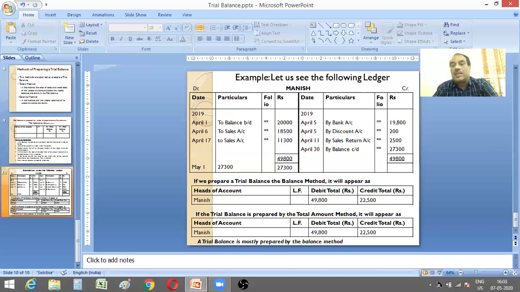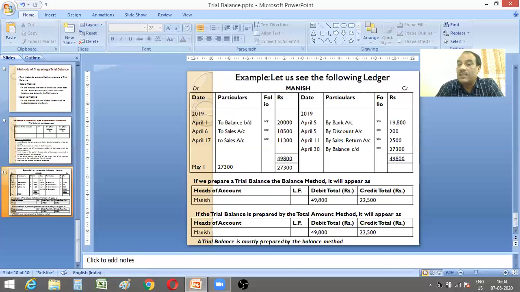Then second is to sales account. So to sales account 18,500 rupees is there, and to sales account 11,300. So the total is 49,800. Now come to the credit side. So here, by bank account, the total of all the cash in the bank account is 19,800.